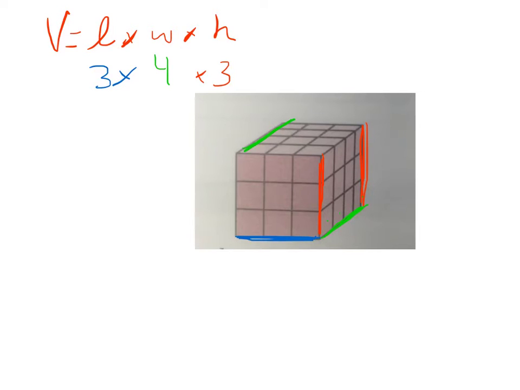And now we can solve for the volume. 3 times 4 is 12. 12 times 3 is 36. So the answer for example 1 would be 36. And that's how many cubes are in there. 36 cubes will make up this structure here.